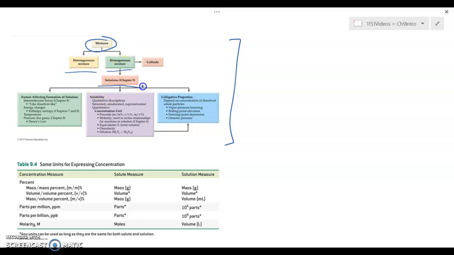Chapter 9 is all about solutions. Technically, by definition, a solution is a homogeneous mixture. But you're going to learn a lot more in Chapter 9 about solutions if you look at these lower boxes at the bottom. Because there's a lot of information in Chapter 9, I want to mention four major areas.